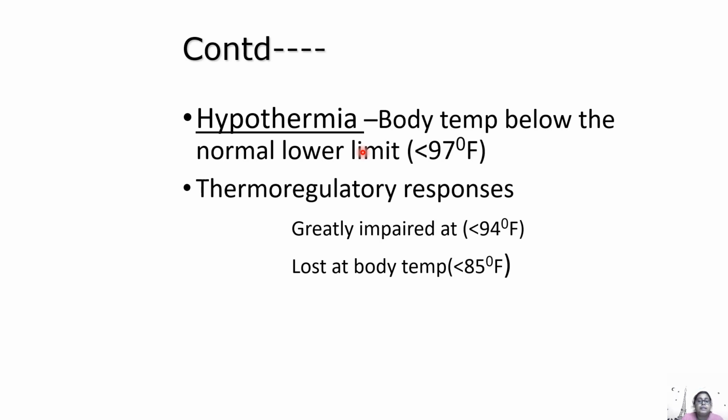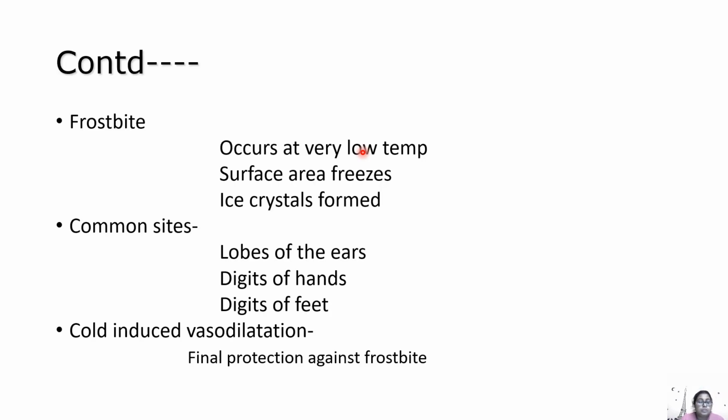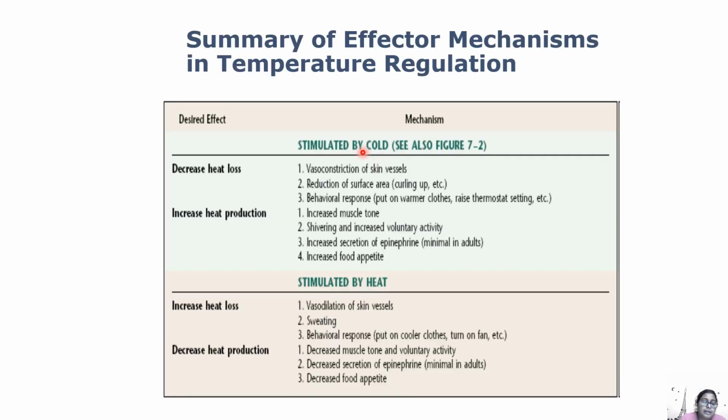Okay. So what is hypothermia? Basically, body temperature falls below the normal lower limit. Okay, so that is hypothermia. It can cause frostbite, which occurs at very low temperatures. Surface area freezes, ice crystals form. Common sites can be the ear lobes, your hands, the digits of the hands, your toes, the digits of the feet. All of these are frostbite indications.